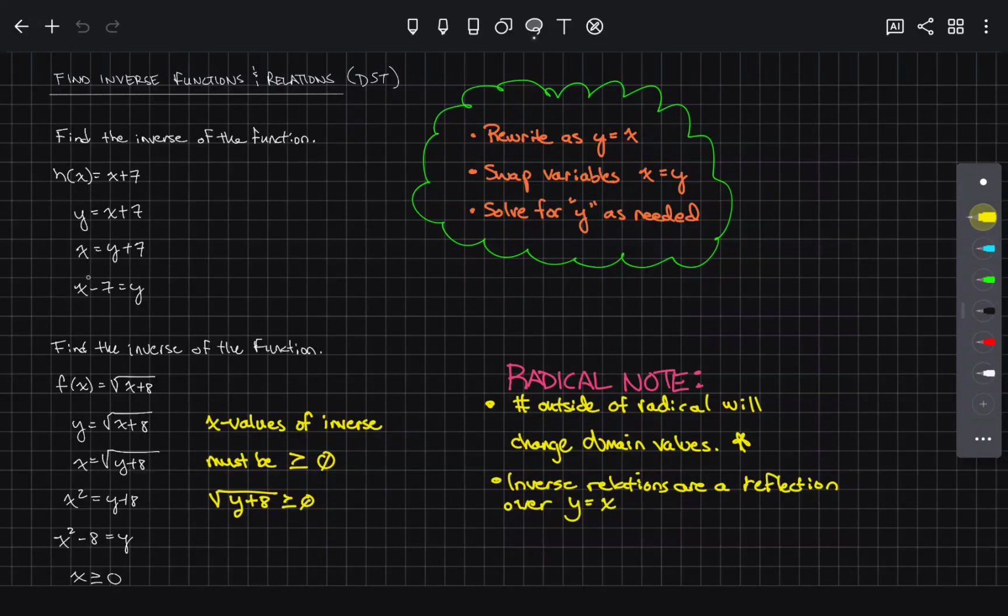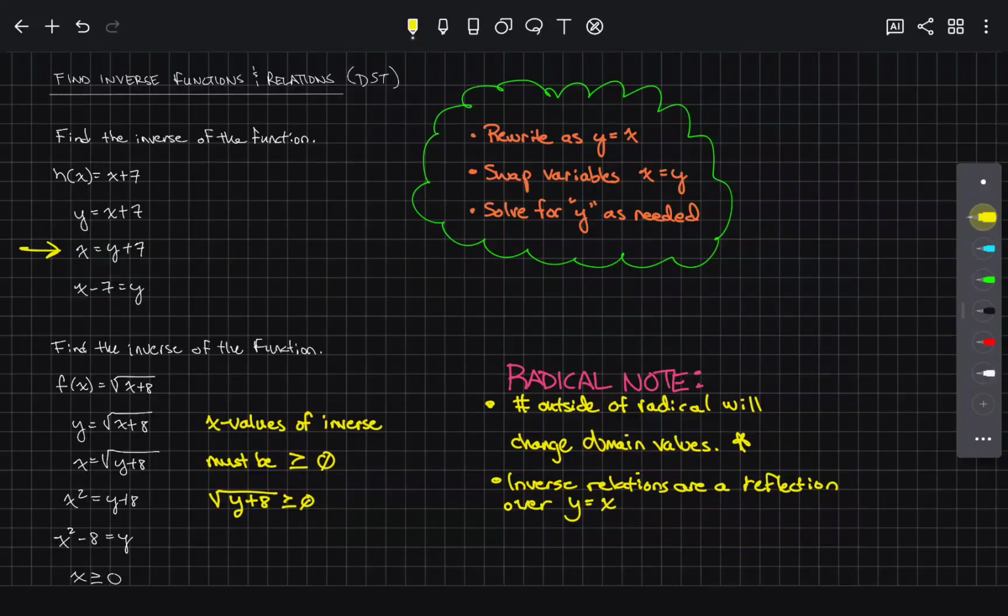You can see here is a function h of x equals x plus 7. The very first step that I did was I rewrote, instead of h of x, y equals x plus 7. I think it's a lot easier to see a y there than it is the function of x. So whenever we see that y and we also see the x, the next step is me swapping them. Instead of writing y equals x plus 7, I wrote x equals y plus 7.